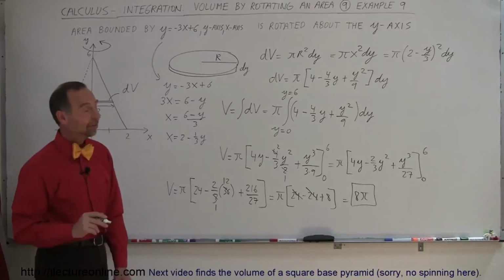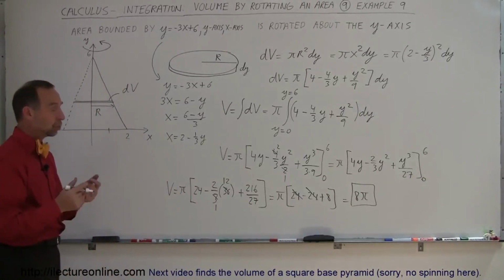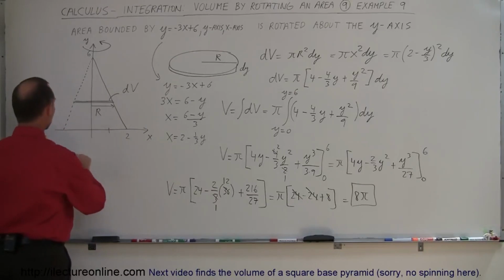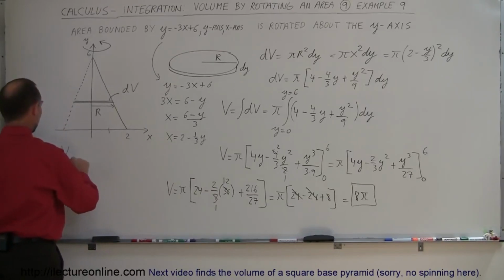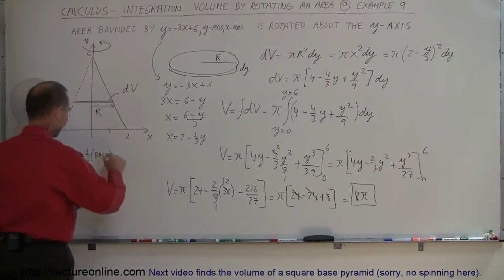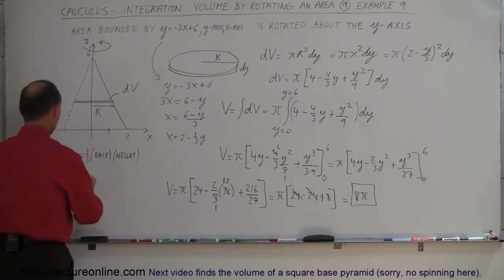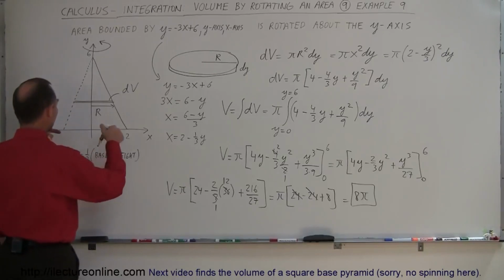All right, now in this case, we can actually check to see if we did this correctly. Here's a cone, and we should know from geometry that the volume of a cone is equal to 1/3 the area of the base times the height. All right, so let's do that. So that would be equal to 1/3. The base is, of course, right here.